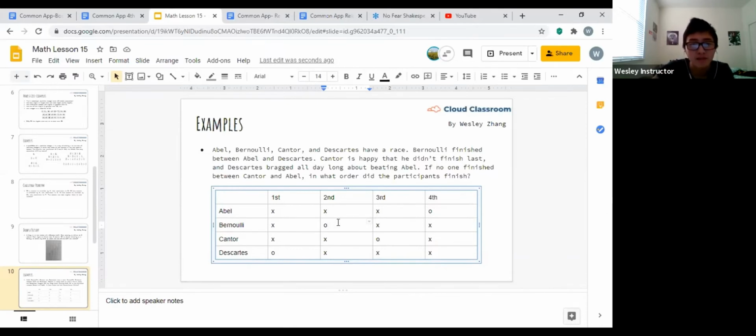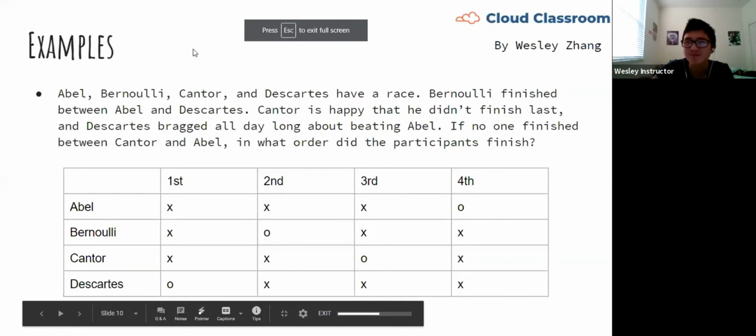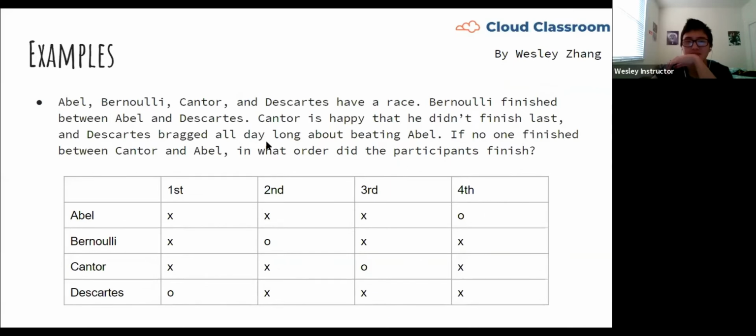Not very nice of Descartes to make fun of Abel, who already feels bad about getting last. Yeah, that's not very nice. But if you guys win, don't brag about winning. That doesn't make you look good. And if you guys didn't read the Bible, or if you aren't Christian, Abel got killed in the Bible by his brother. So I guess he came in last in 2 ways. So sad for him.